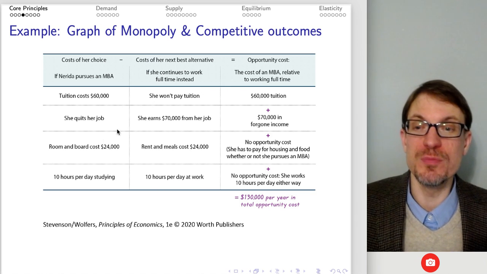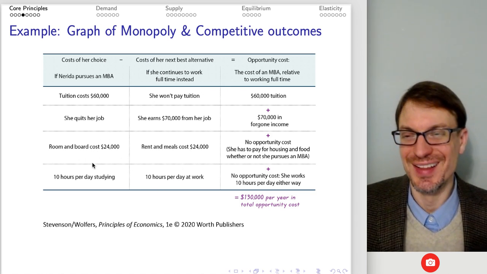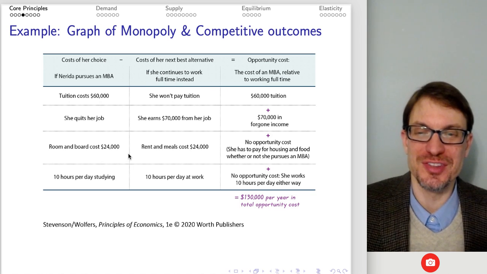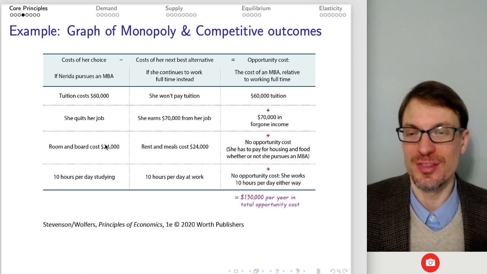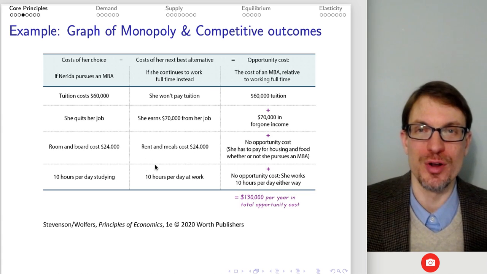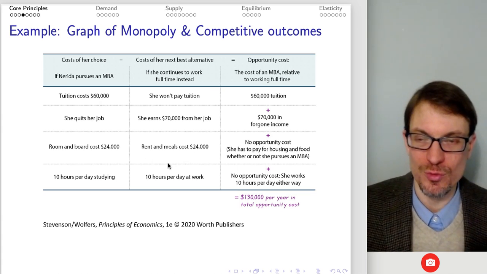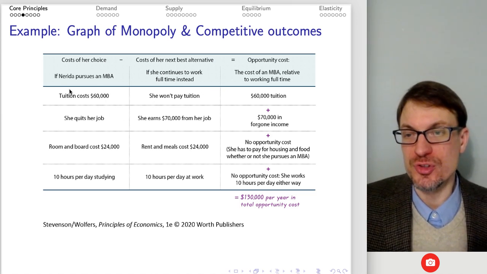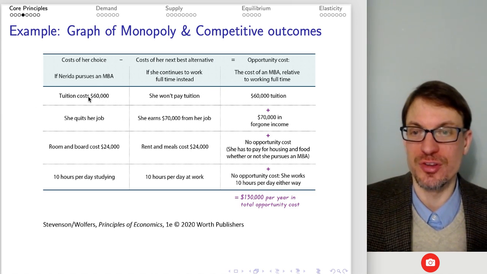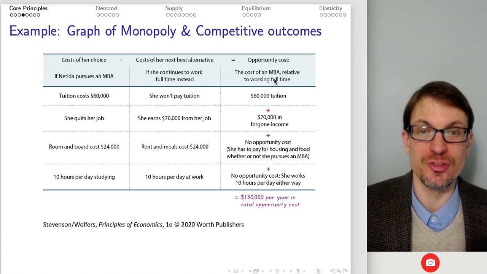Now, there could be an additional opportunity cost if one of these numbers were different, right? The reason why there's no additional opportunity cost is because they exactly balance out. If one or the other was different, there might be an additional cost or an additional benefit of doing one or the other thing. And indeed, that's what's happening up here. So pursuing an MBA costs $60,000 in tuition. The next best alternative is not paying tuition. And so the opportunity cost is the foregone money.